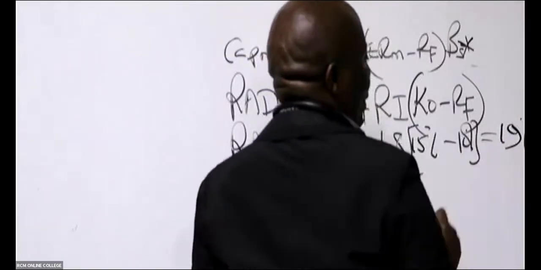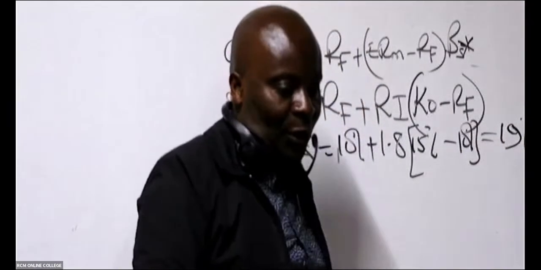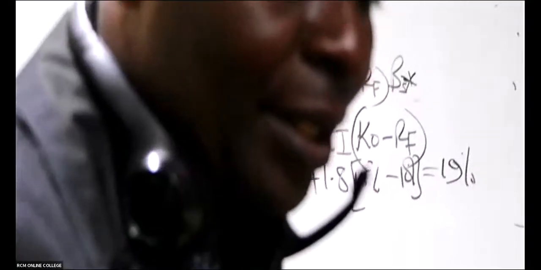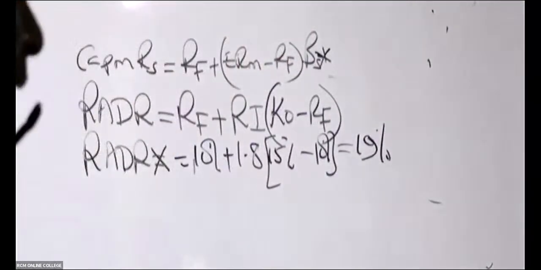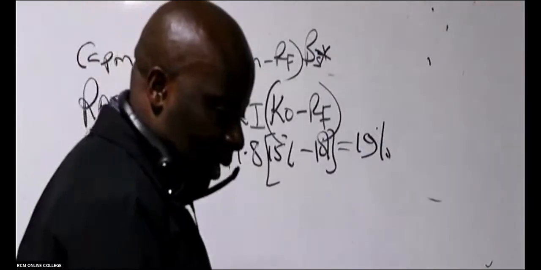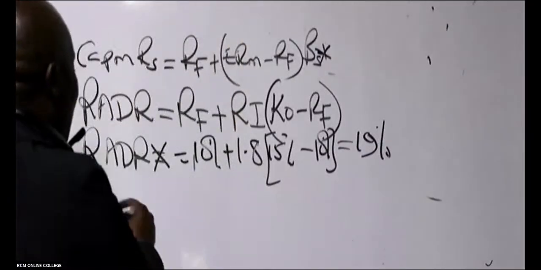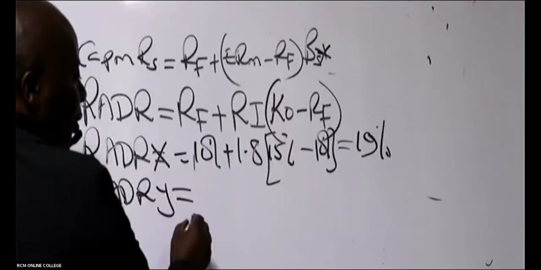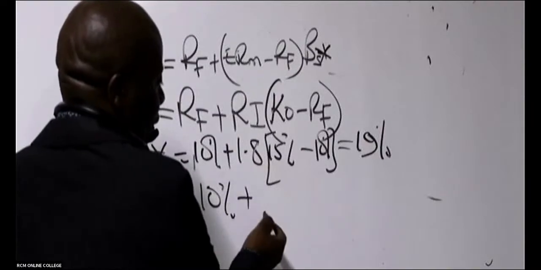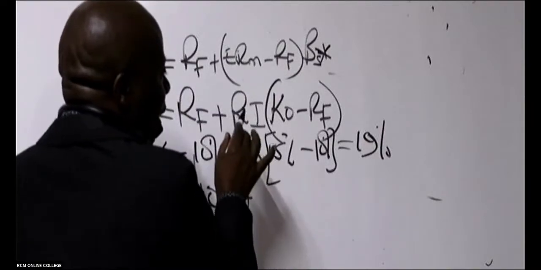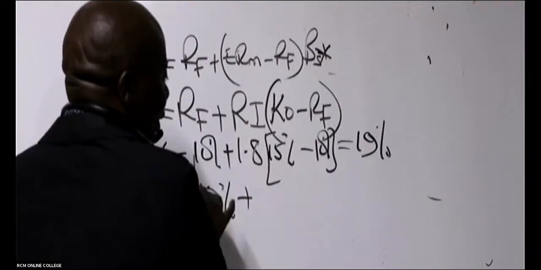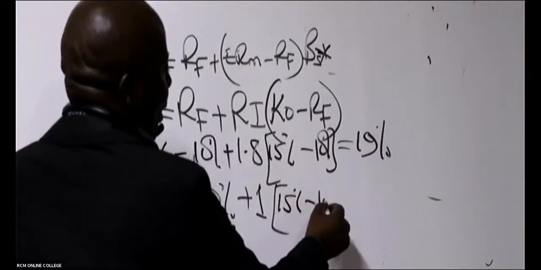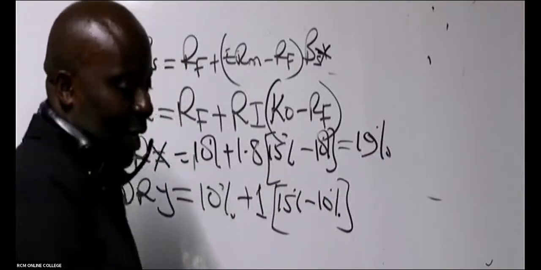Other students, are they able to get this 19%? Yeah, Puri has also gotten it. So please, using the same approach, go ahead and give us RADRI for Y. Remember, this 10% will not change. Risk-free doesn't change. The risk index, the beta for Y, is changing, and they've told us it is 1. Cost of capital is 15%. Then we have in this case 10% risk-free. Yeah, I can confirm, ladies and gentlemen.